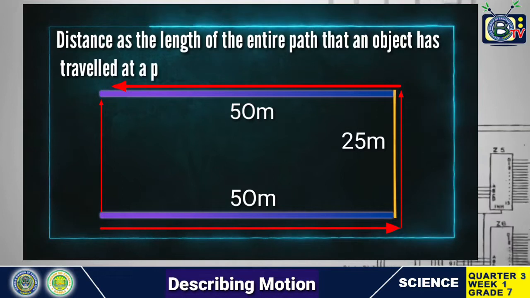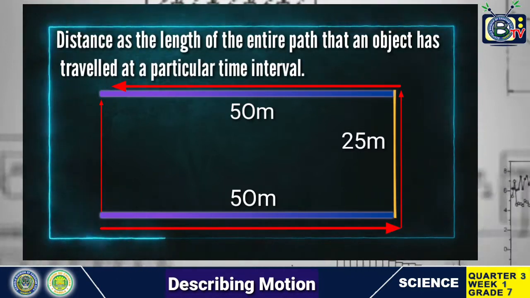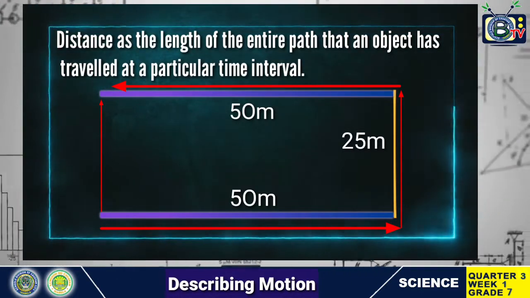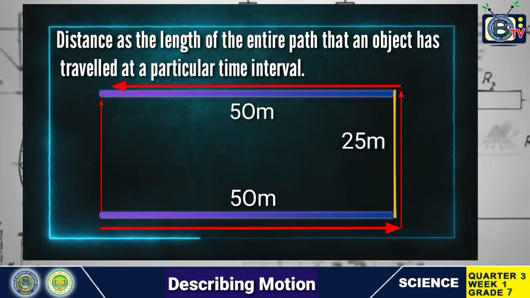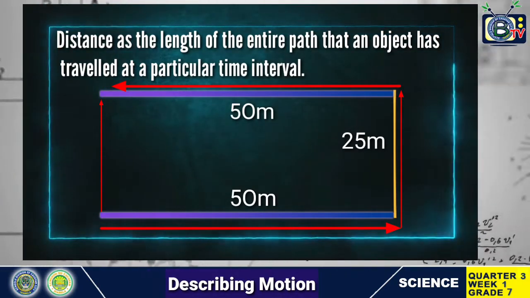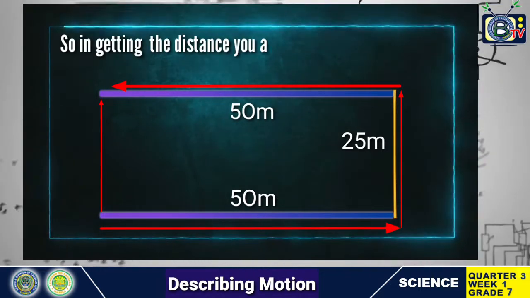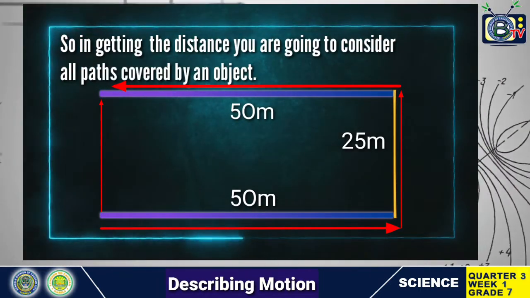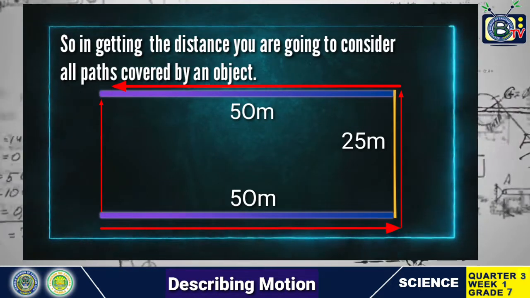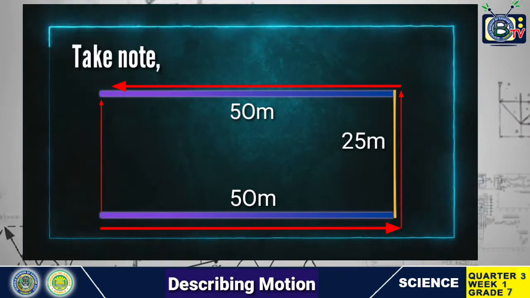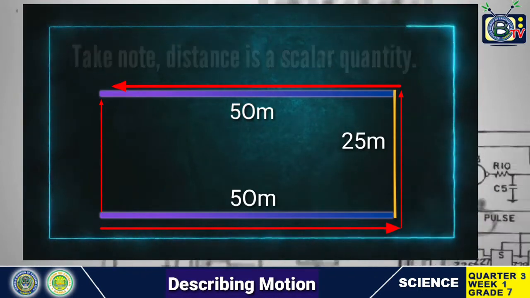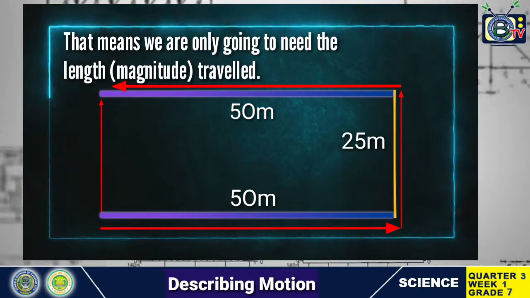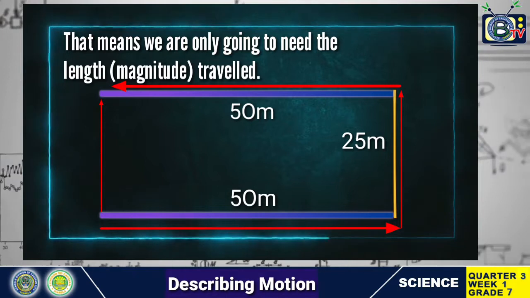From that, we can describe distance as the length of the entire path that an object has traveled at a particular time interval. So, in getting the distance, you are going to consider all paths covered by an object. Take note, distance is a scalar quantity. That means we are only going to need the length traveled by the object.